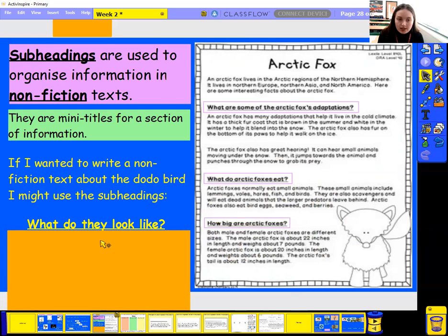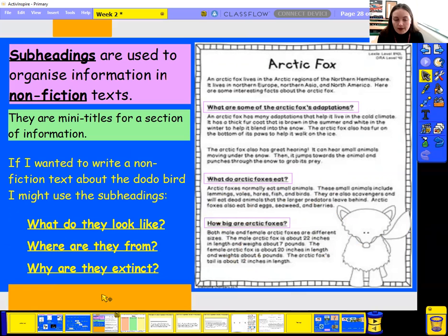If I wanted to write a non-fiction text about the dodo bird, I might use these subheadings. What do they look like? Where are they from? Why are they extinct? What I would like you to do now is have a think about a piece of information that you could write under each of these subheadings.